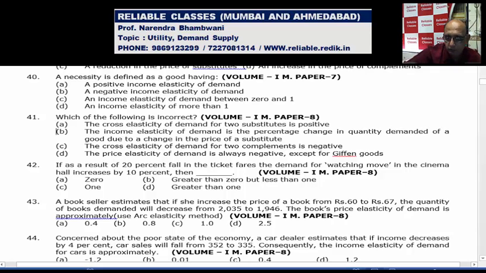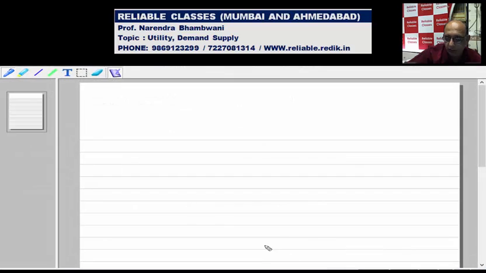Okay. I will explain you in more detail with this diagram, with this writing work. See here, X and Y are substitutes. Price and demand.